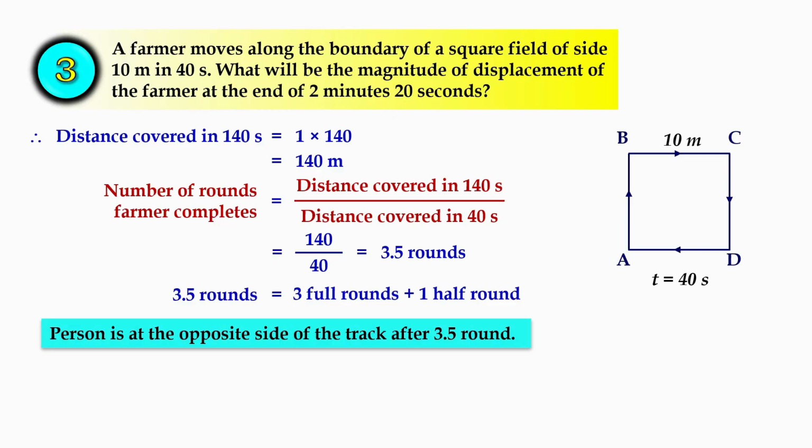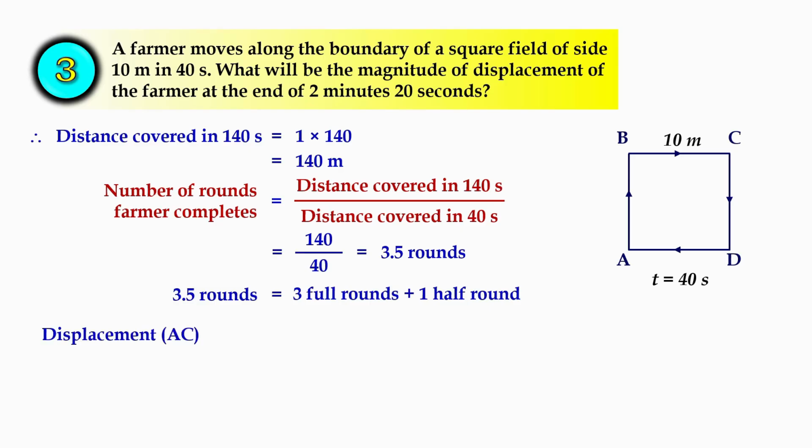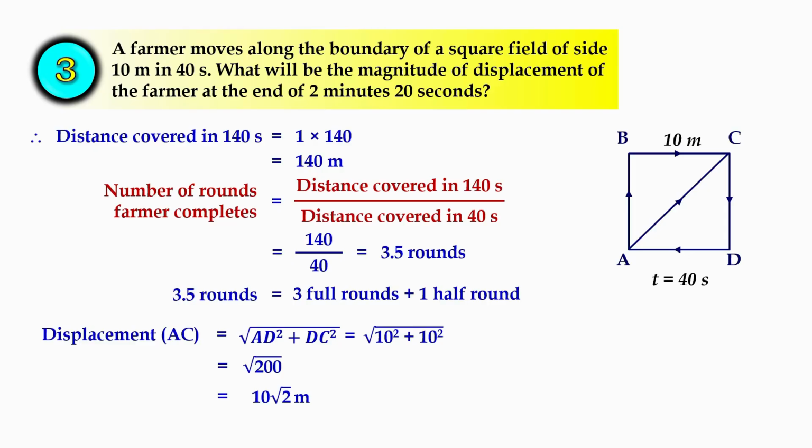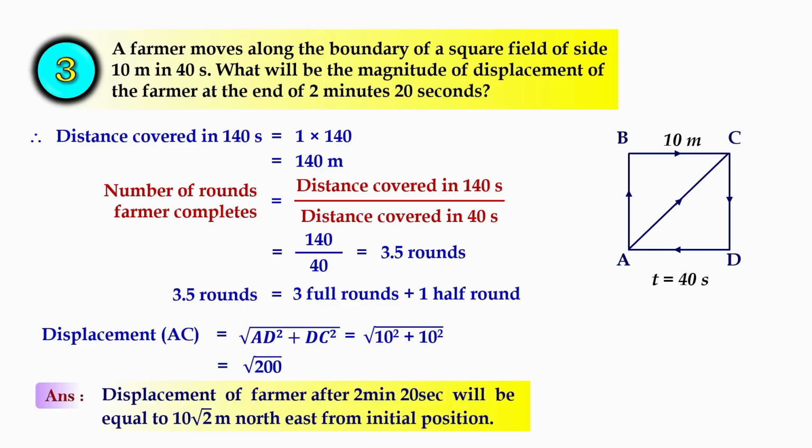After 3.5 rounds, the farmer reaches the corner diagonally opposite to the starting point of the square field. So the displacement is the straight line distance between these 2 points, which is the diagonal of the square. The diagonal of a square is equal to the square root of the sum of the squares of the two sides. So the displacement becomes square root of 10 squared plus 10 squared. This is square root of 200, which is equal to 10 root 2 meters. Therefore, the displacement of the farmer after 2 minutes 20 seconds is 10 root 2 meters in the northeast direction from the starting point.